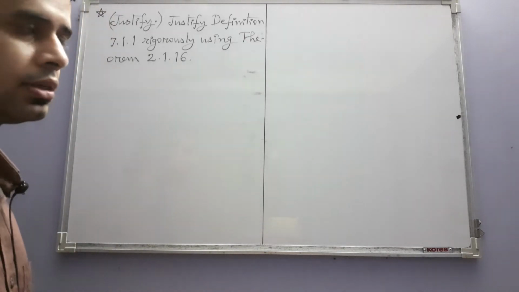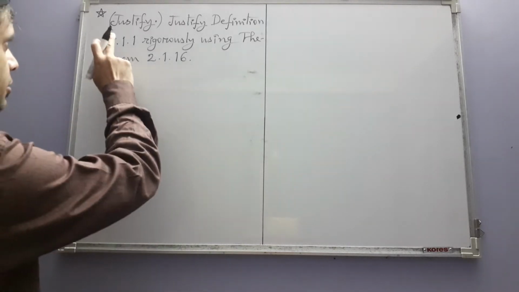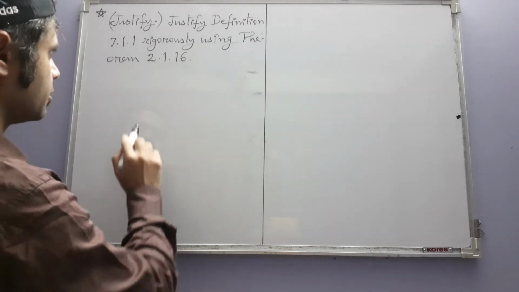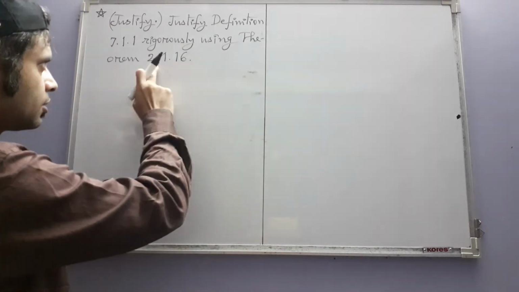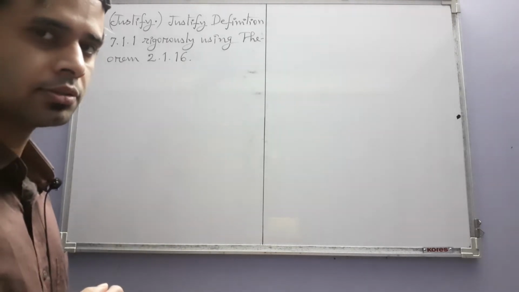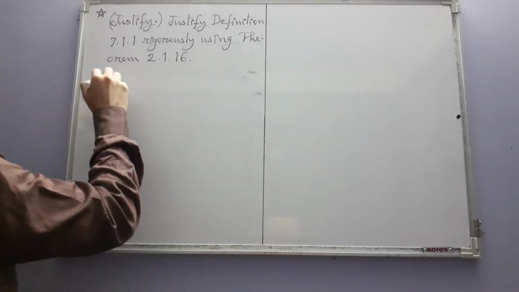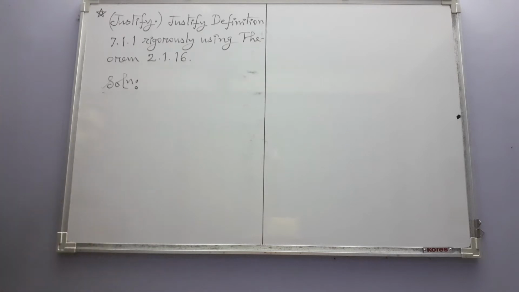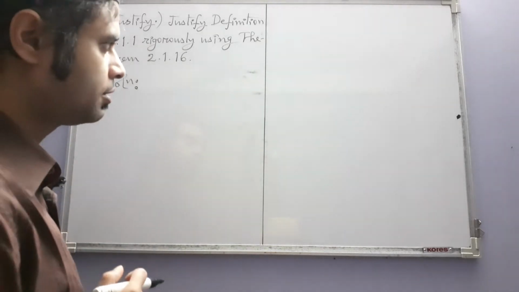So, the first one is a made up one, I made this up, a justify exercise. We have to justify this definition rigorously using theorem 2.1.16, which, if you recall, is the one which allows you to have recursive definitions. So, let's see what we can do to justify our definition of a finite series that we have seen in the text.